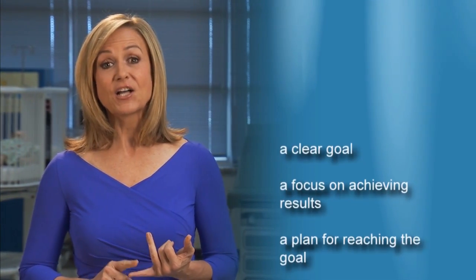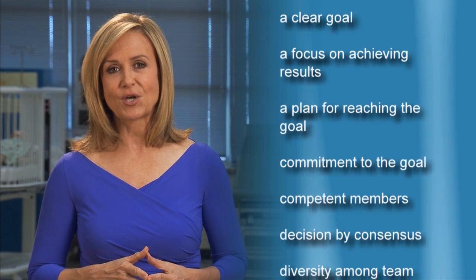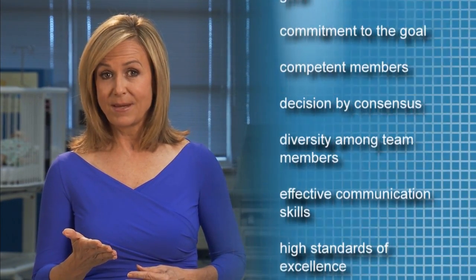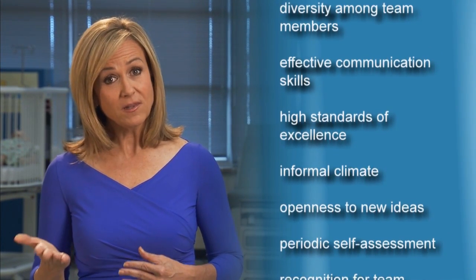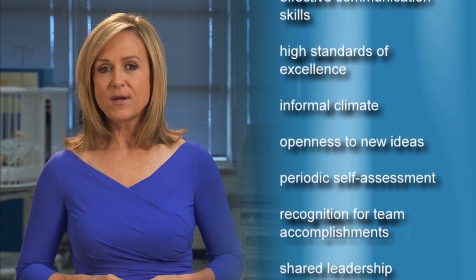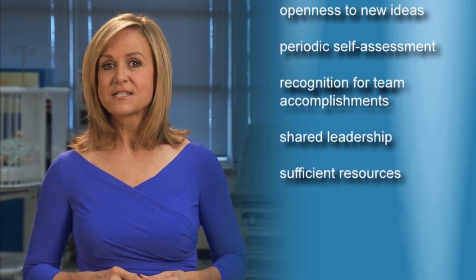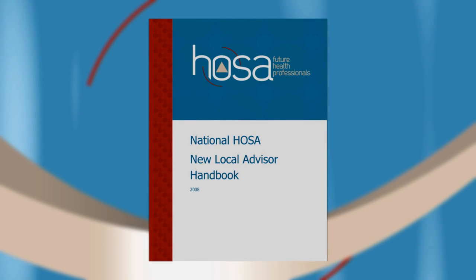Installing officers is just the beginning. The next step is to help the officers and chapter members work as a team. Effective teams have a clear goal, a focus on achieving results, a plan for reaching the goal, commitment to the goal, competent members, decision by consensus, diversity among team members, effective communication skills, high standards of excellence, informal climate, openness to new ideas, periodic self-assessment, recognition for team accomplishments, shared leadership, and sufficient resources. Your National HOSA New Local Advisor Handbook has more resources and exercises for instilling leadership and building an effective team.